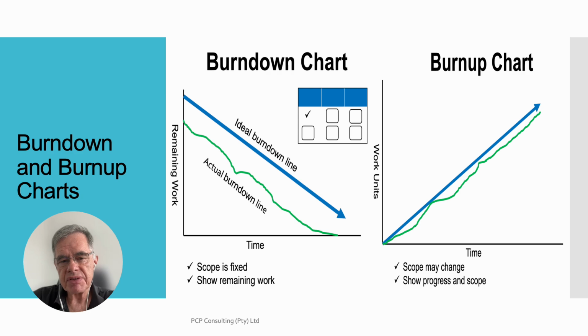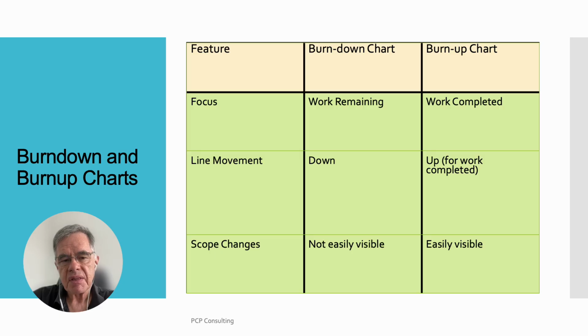A visual comparison of the burn down chart and burn up chart. Column 1, feature. Column 2, burn down chart. Column 3, burn up chart. Focus: work remaining, work completed. Line movement is down, up for work completed. Scope changes are not easily visible.